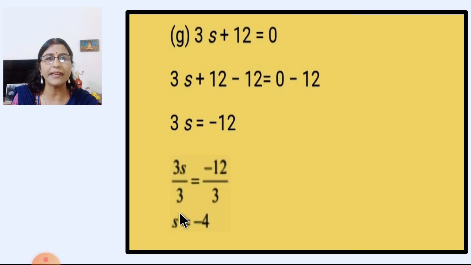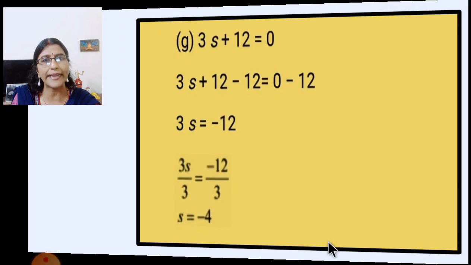The 3 here will be cut, and you will get s. And minus 12 divided by 3: first we'll divide 12 by 3. 3 4s are 12. And here it is negative, so in the quotient also we will give negative. So the answer is s is equal to minus 4.